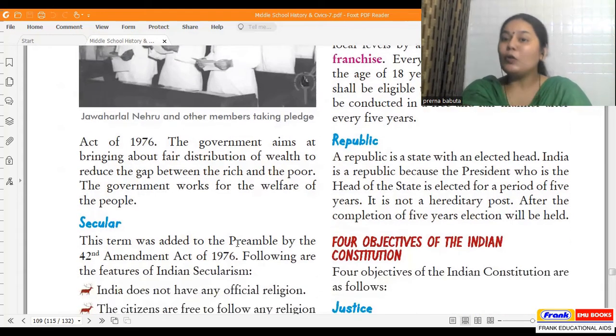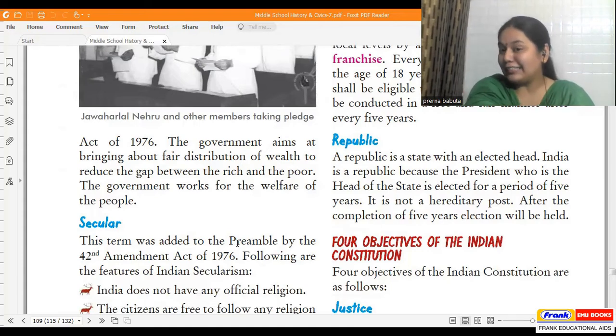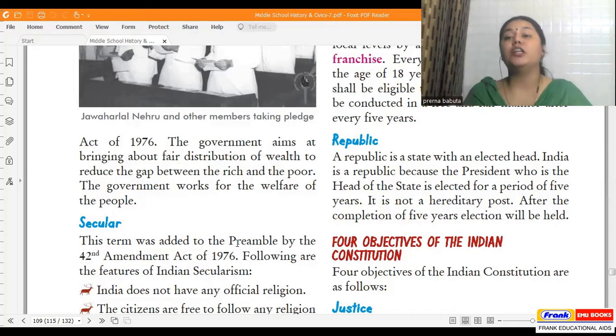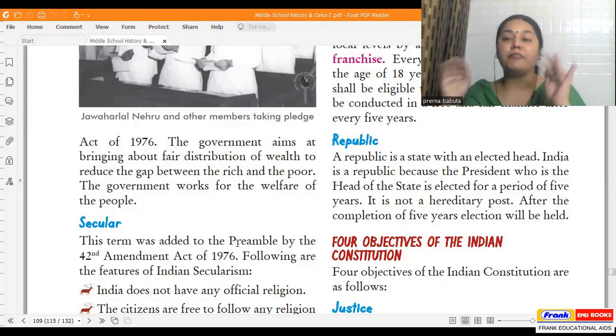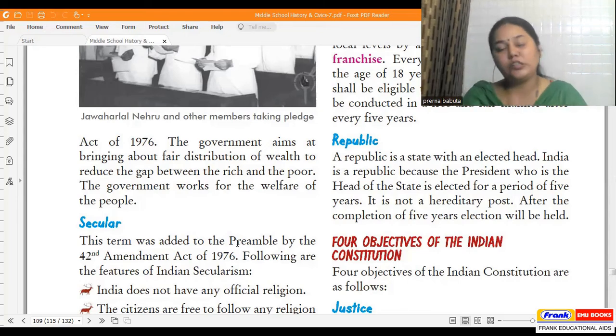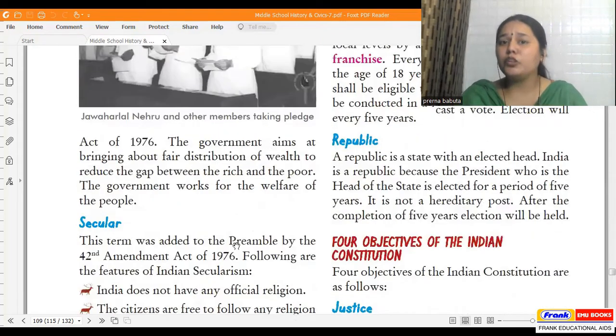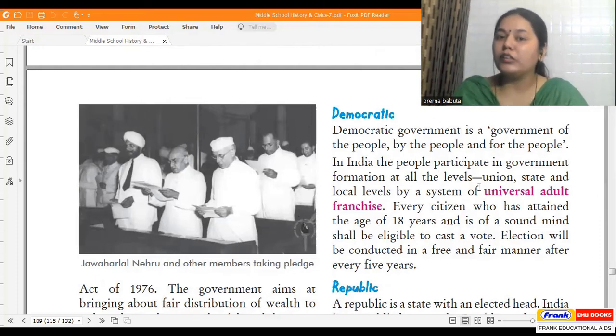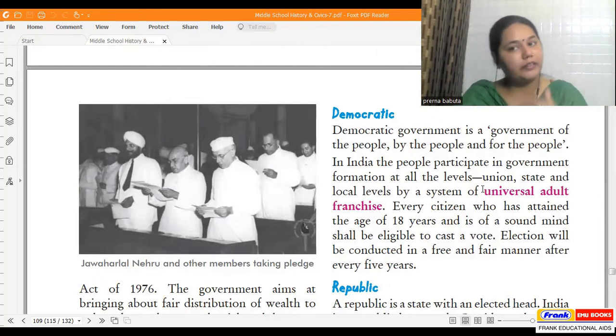Secular. In the history chapters, we've discussed this term. In simple words, secular means no discrimination on the basis of religion. So our constitution says Sarva Dharma Sambhav, meaning all religions are equal. So there cannot be any discrimination on the basis of religion. Then we talk about democratic, that is, we have a government which is accountable, legitimate and responsive. So it is government of the people, by the people, and for the people. Correct? Then you have the levels of government: union government, state government, and local government.